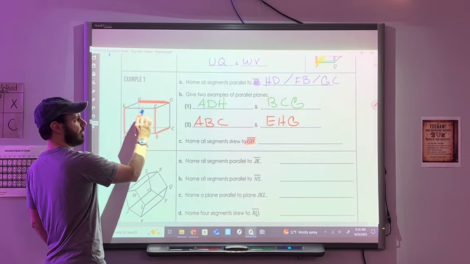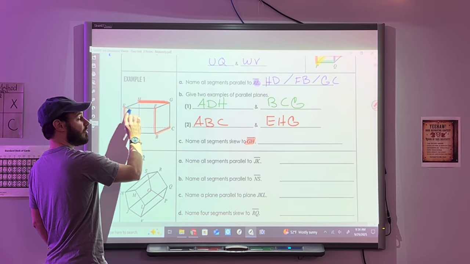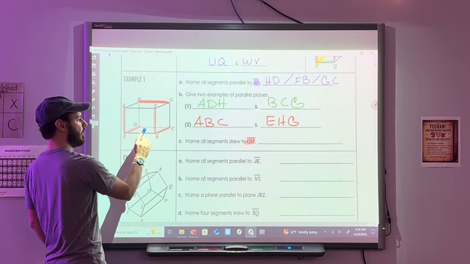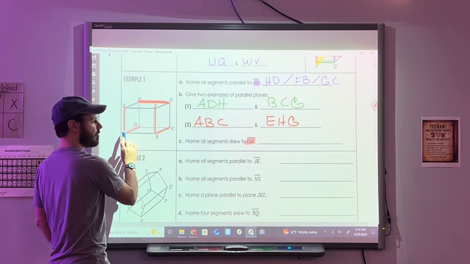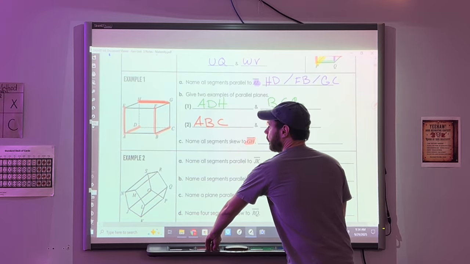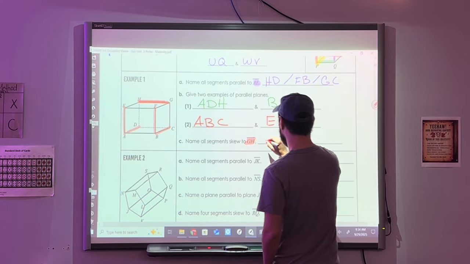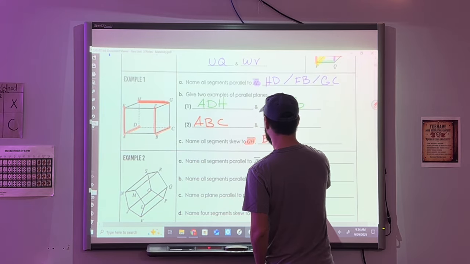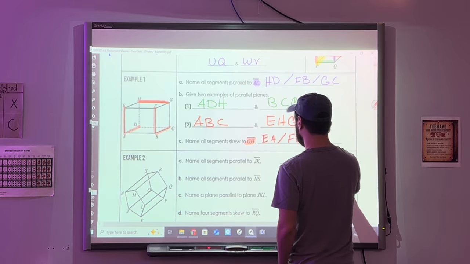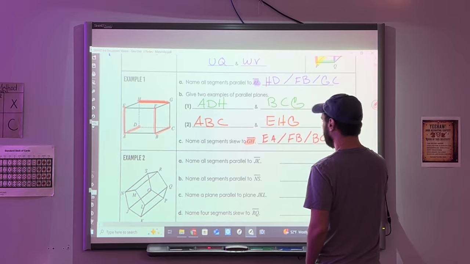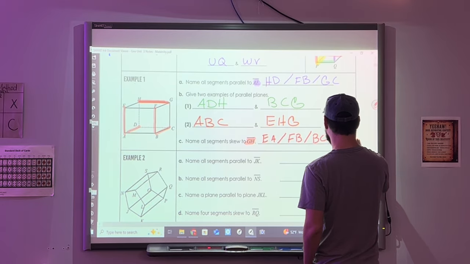This line is parallel, it's going in the same direction, so that's not skew, it's parallel. And then same with this one back here, that's parallel, and this one's parallel. So I got them all. So I'm gonna name them EA, FB, BC, and AD.